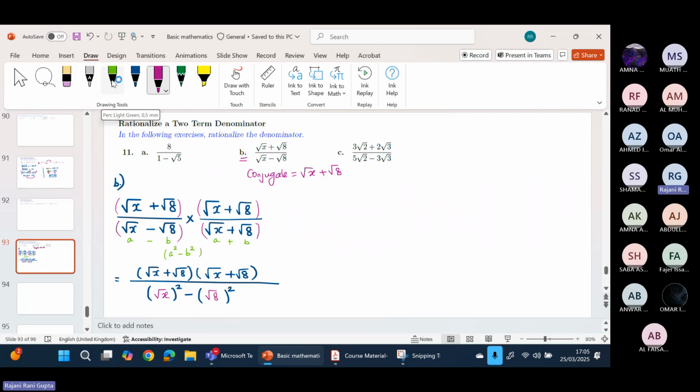Okay, I'm doing only the denominator first. So this gives you root x plus root 8, root x plus root 8, and down what you get? This power 2 cancels with root. Power 2 cancels with root. Gives you x minus 8. Okay. So now denominator is radical free. You don't have it. So now in exam, stop here. But if you get the time later on, simplify.